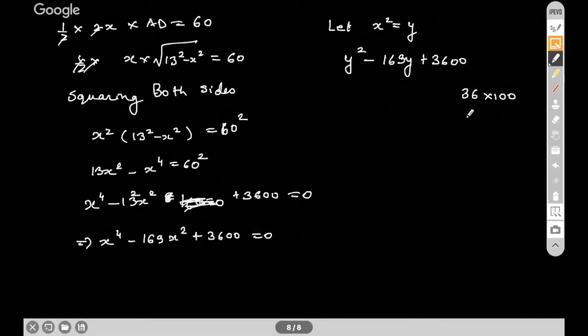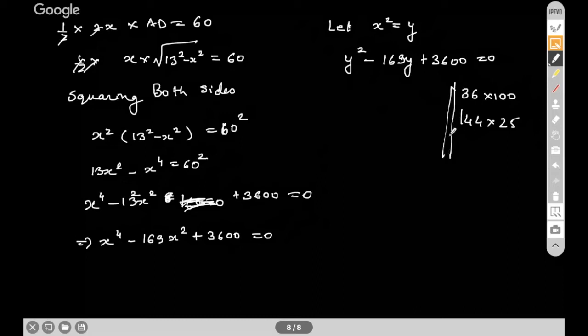So if you see, this is actually 44 into 125. So 125 into 44 will give you 3600. I'm sorry, not that, the other way around. 144 into 25. 125 doesn't divide 3600. So it is 144 into 25. Yeah, that makes sense. So 144 into 25. So this is equal to 0.